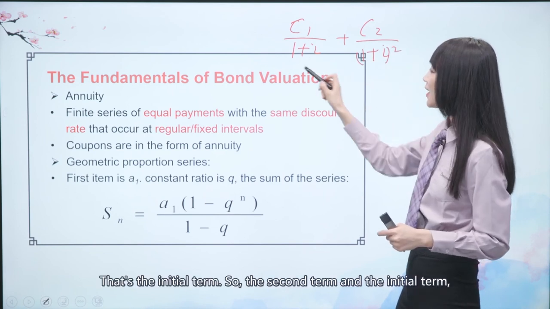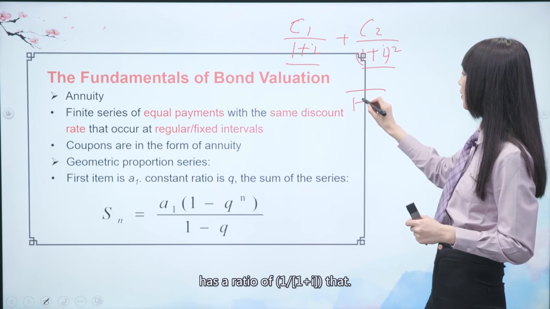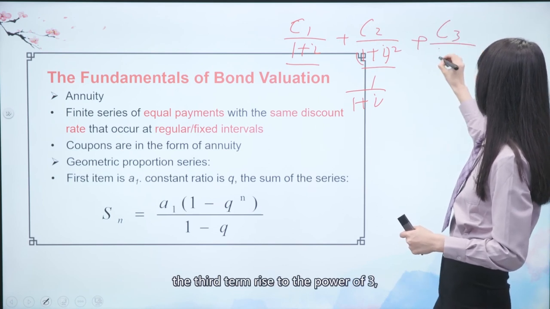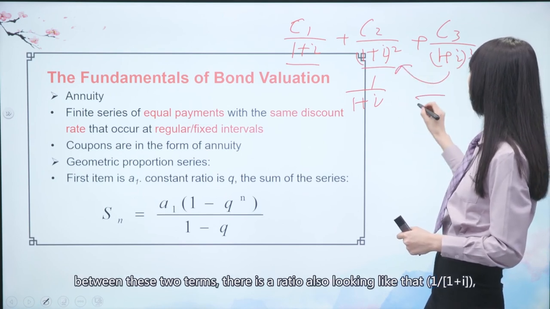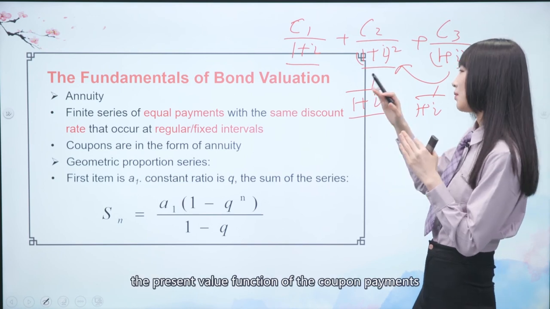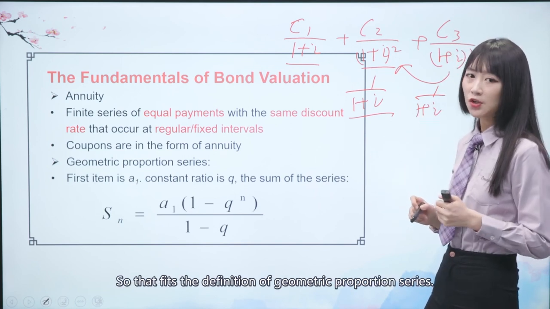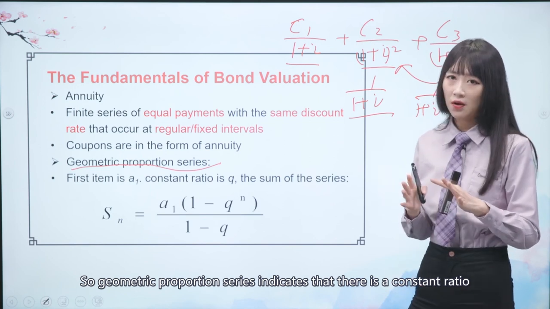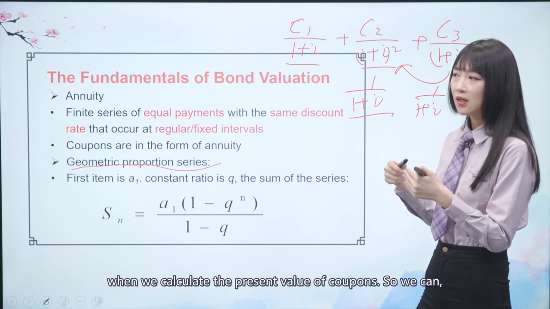See these two terms? That's the initial term. So the second term and the initial term have a ratio of that. And the relationship continues, because the third term, raised to the power of 3, has a ratio with the second term also looking like that. So that is the constant ratio within the present value function of the coupon payments when we discount them one by one. That fits the definition of a geometric progression series. A geometric progression indicates that there is a constant ratio between every successive term. So that fits the PV function when we calculate the present value of coupons.